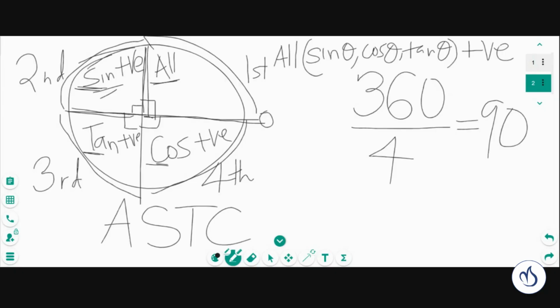They make their own mnemonics, but that could be: All students take coffee. Keep in mind that we start from the first quadrant and move anti-clockwise. All students take coffee. Others say all students take chemistry.